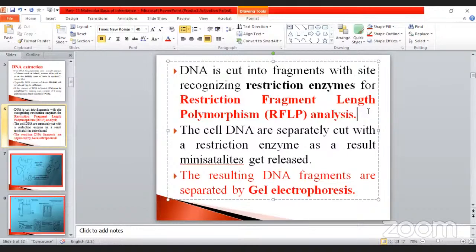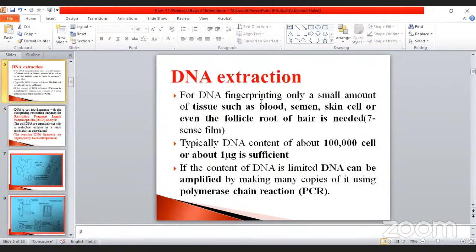After the formation of minisatellites, what happens here? The resulting DNA fragments are separated by gel electrophoresis. Have you noted it down, my dear students? This is very, very important. First, we should collect the sample. That sample DNA must contain 1000 cells or 1 microgram. After that, it undergoes the amplification process with the help of the technique called polymerase chain reaction.